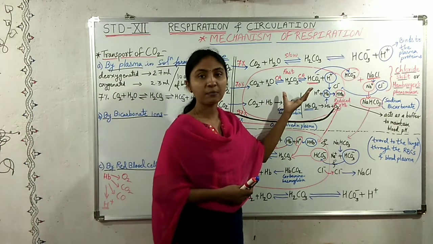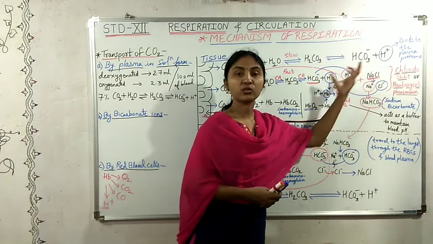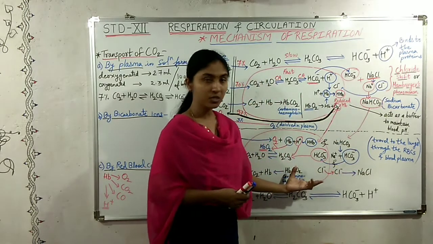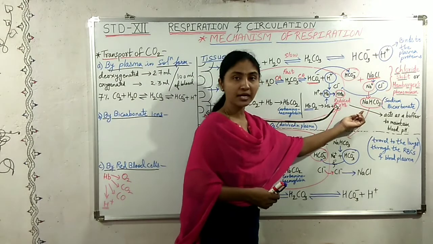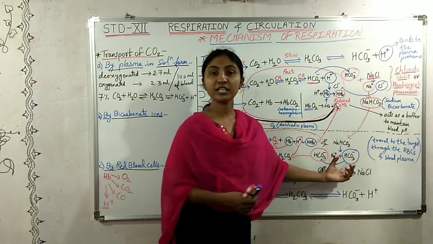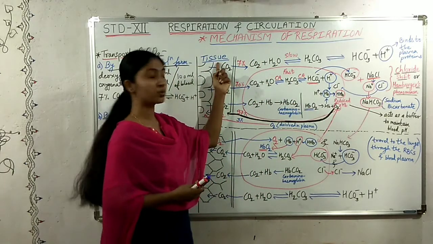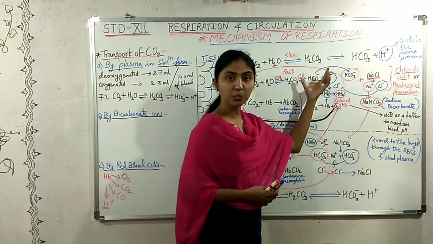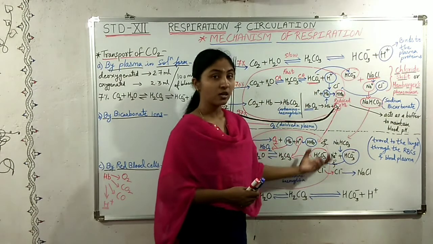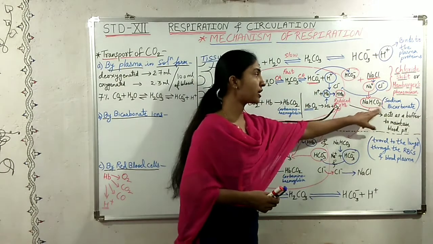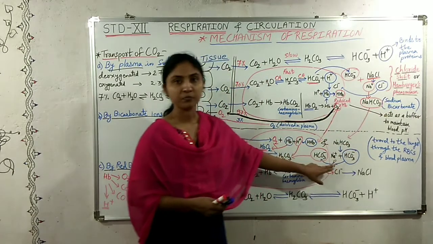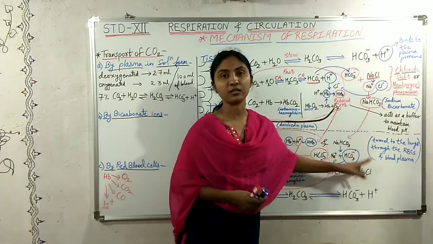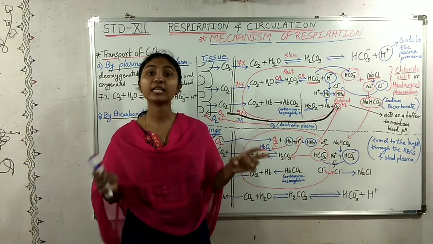So now what happens as this blood is transported from the tissues to the lungs? We were talking about the tissue level, near the tissue. And now as this blood is transported from the tissue to the lungs, near the lungs, what happens? This sodium bicarbonate splits up into sodium and bicarbonate ions. Sodium and bicarbonate ions get separated.